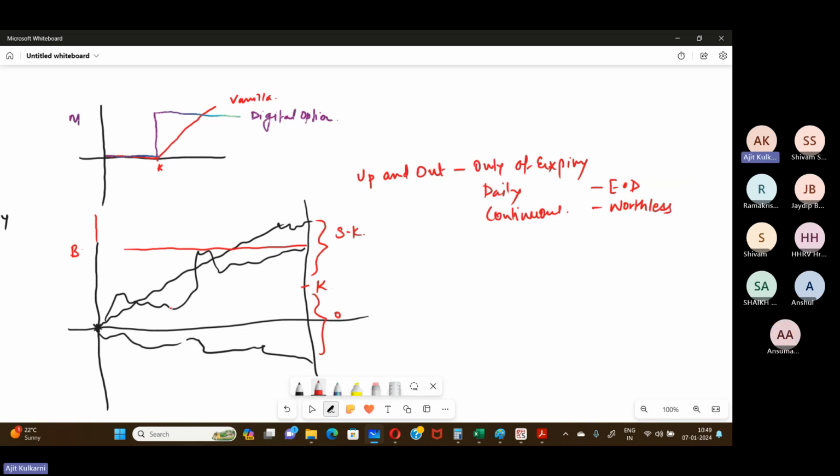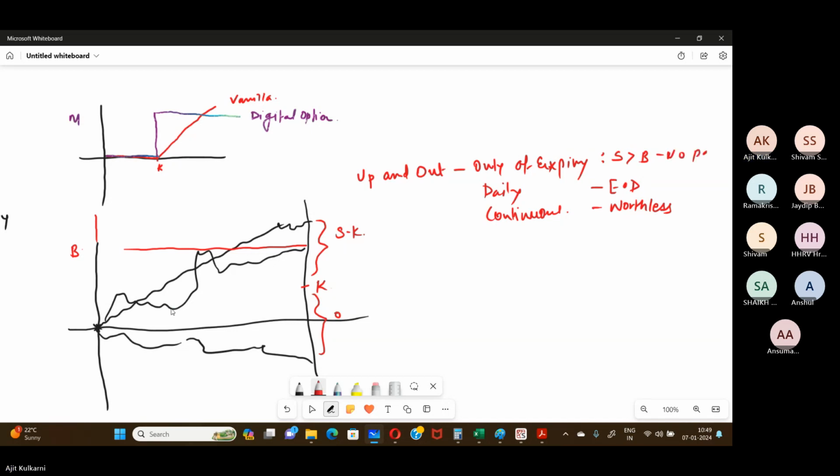In daily cases, it is checked only at end of the day. So if in the middle of the day it crossed the barrier, but by end of the day it was below the barrier, then it is not worthless. And if the barrier is checked only at expiry, it means what happens in between up to expiry is not checked. But at expiry, if the stock crosses the barrier, then no payment is made.